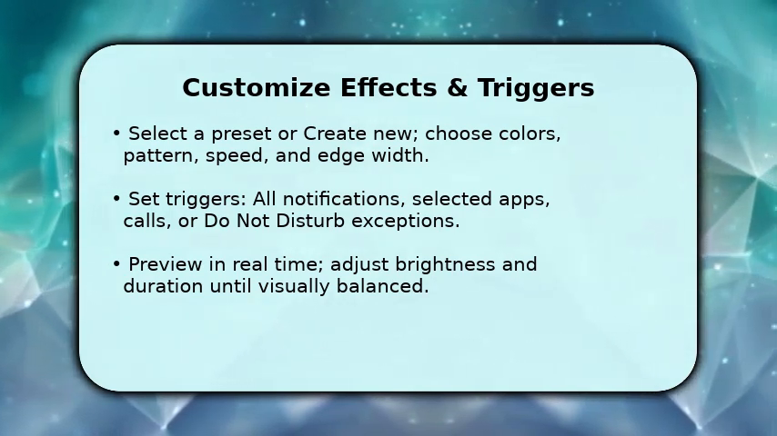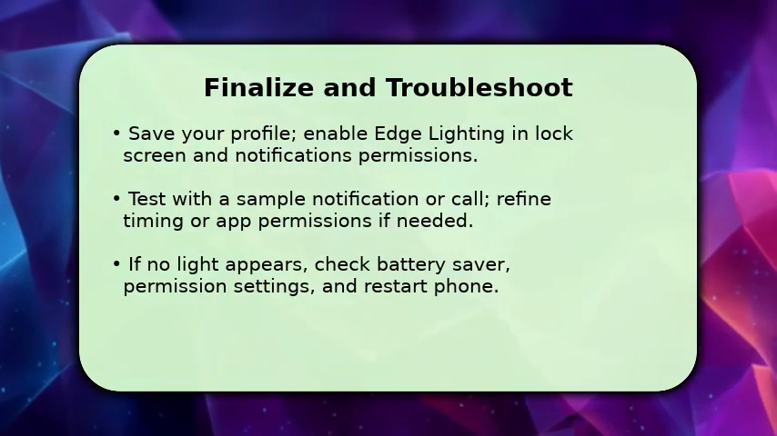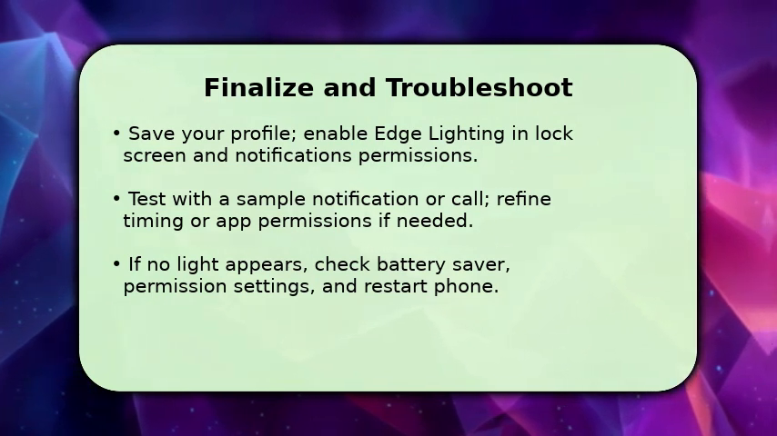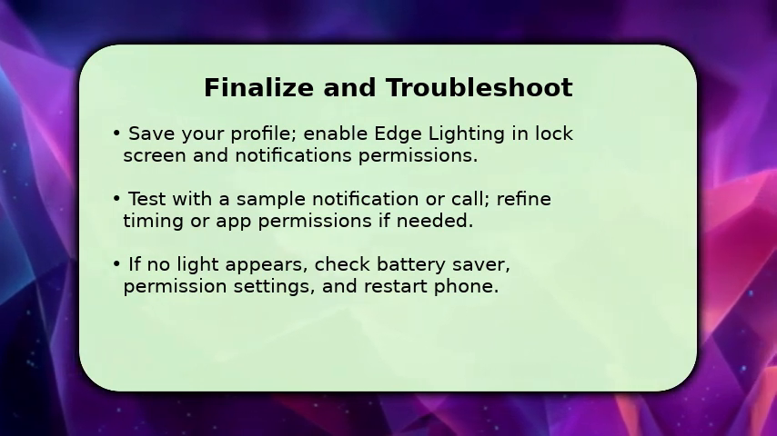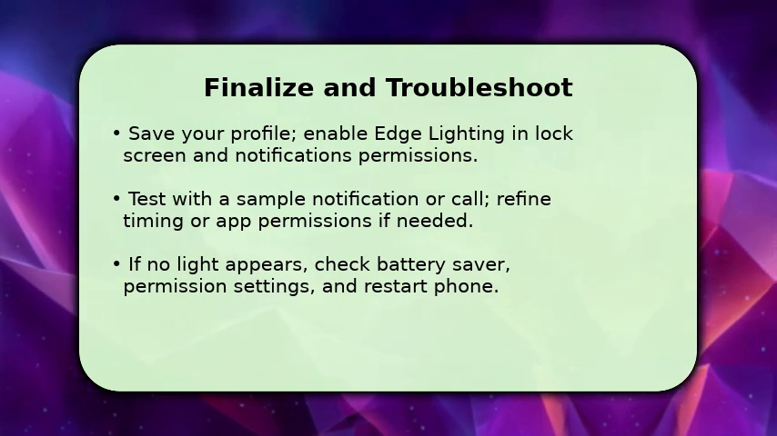Save your lighting profile and ensure edge lighting is allowed on the lock screen and has notification permissions. Otherwise, the effect won't trigger. Test with a message or call to confirm timing and visibility, and then refine duration or app-specific permissions if the effect is too frequent or subtle.